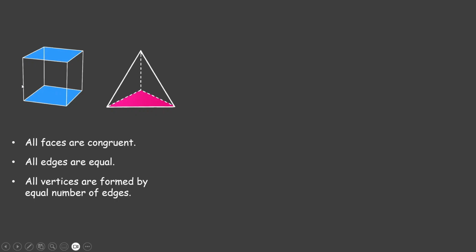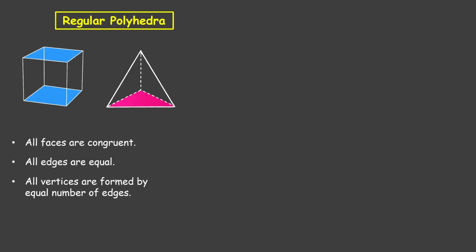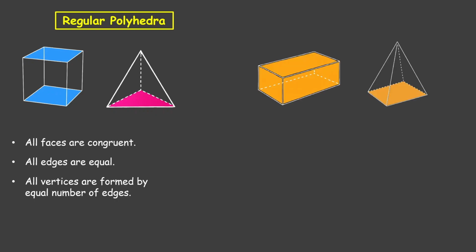This vertex is formed by these 3 edges. Similarly, this vertex is also formed by 3 edges. Same goes for here. This vertex is formed by 3 edges. This vertex is formed by 3 edges. Such polyhedron where the faces are congruent, the edges are equal, and vertices are formed by equal number of edges are called regular polyhedra. Then we have another classification where the faces are not congruent.